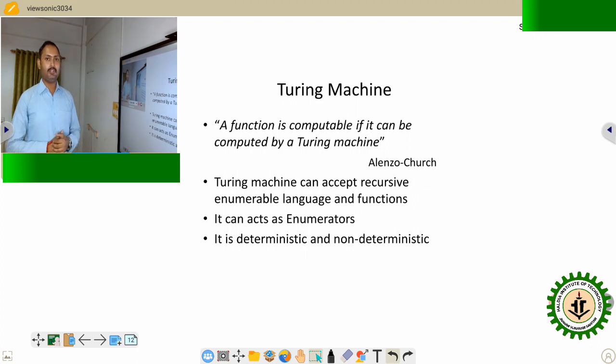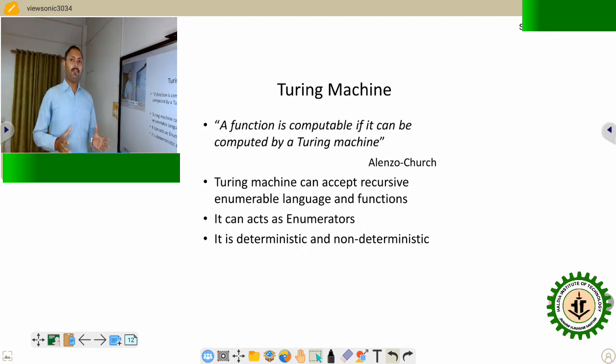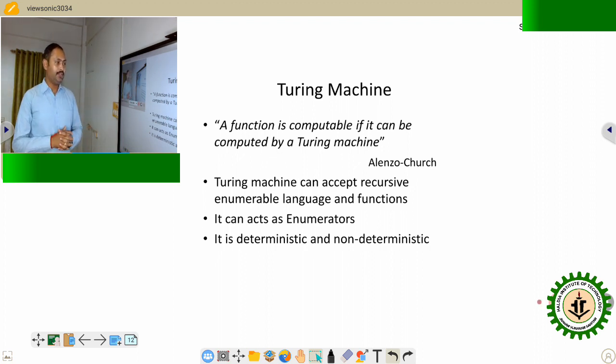A Turing machine is a machine that can accept all types of strings and all types of functions in a universe. That is why it is a very powerful machine. The scientists Alan Turing and Church first proposed this type of machine which can accept all types of strings in a universe. They proposed this machine in the year 1932.